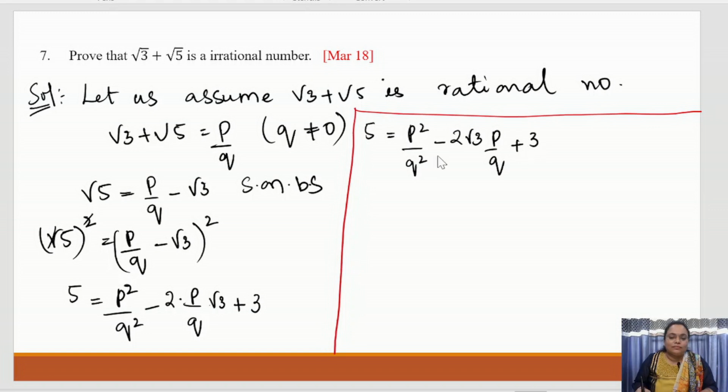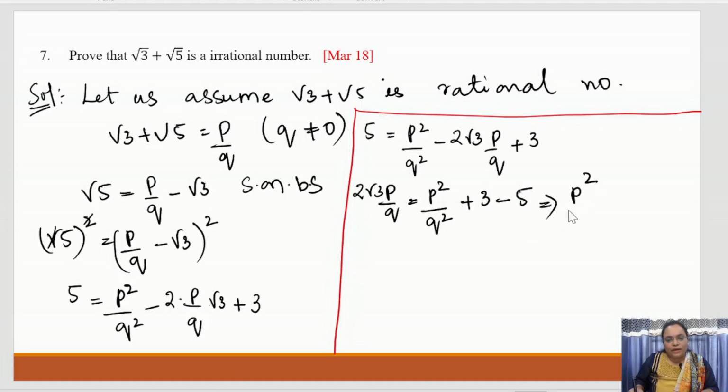plus 3. Now let us send this 2 root 3 p by q to LHS and get this 5 to RHS. Okay. So this will be 2 root 3 p by q is equals to p square by q square plus 3 minus 5. Okay. You will get p square by q square minus 2. Clear? So when you take LCM, 2 root 3 p by q is equals to, when you take LCM here, you will get p square minus 2q square by q square.